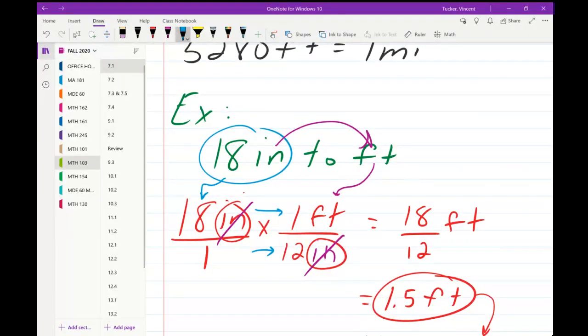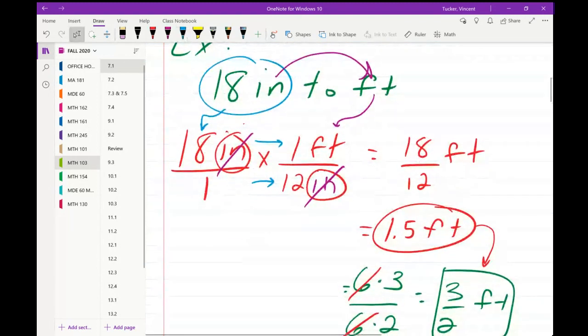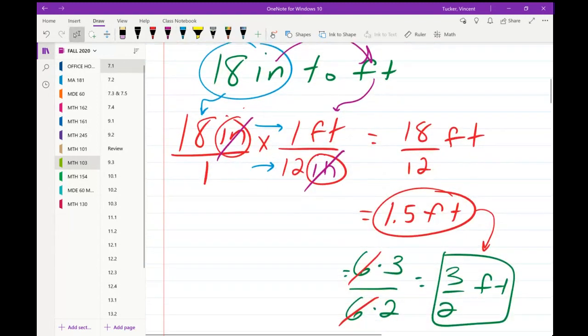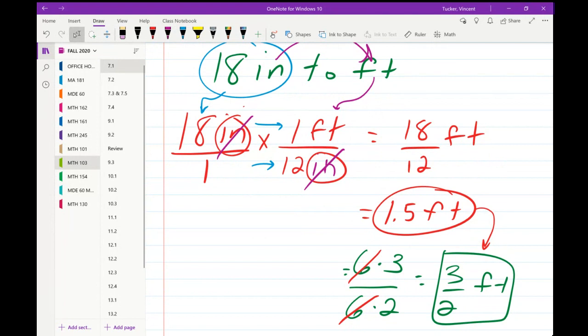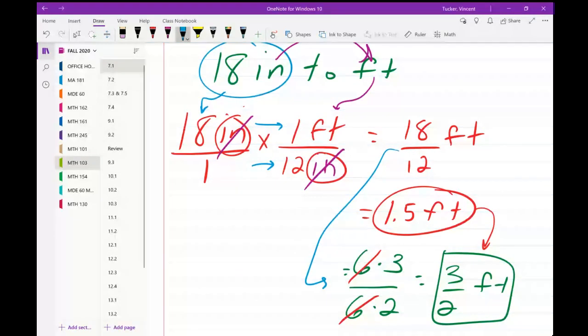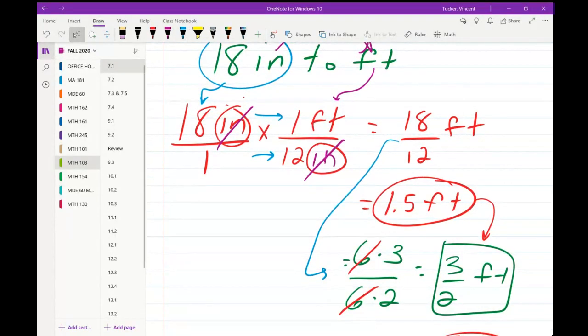All right. So WebAssign may ask for it in decimal, or it may not even care. But if it asks for it in a fraction, what you could have done was look at the 18 and break it up into 6 times 3. Look at the 12. That's 6 times 2. Cancel out your 6's, and that's 3 over 2. So 1.5 and 3 over 2 is still the same.